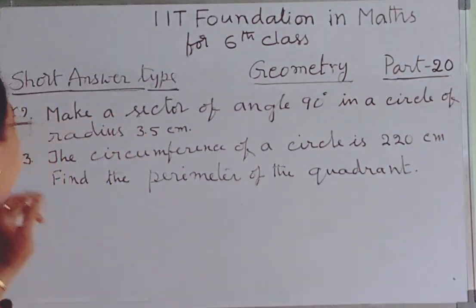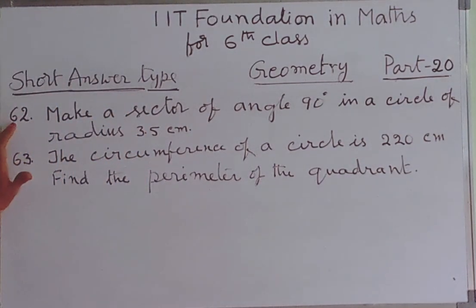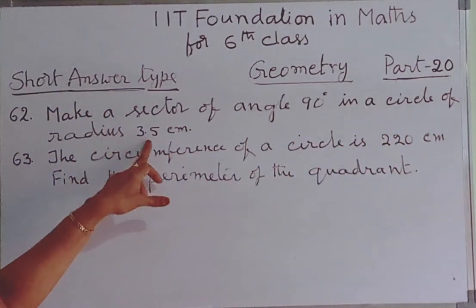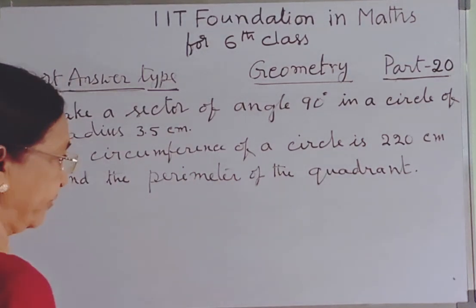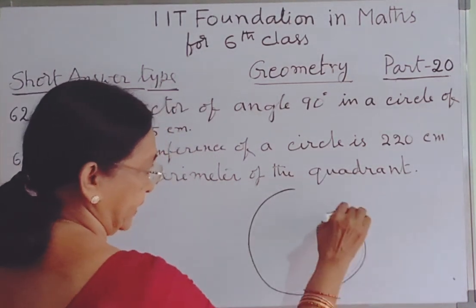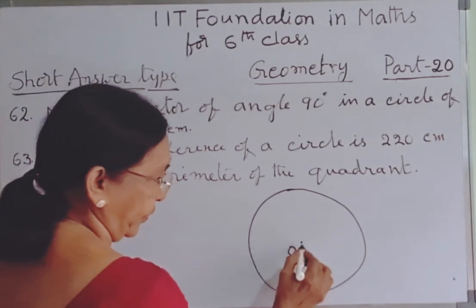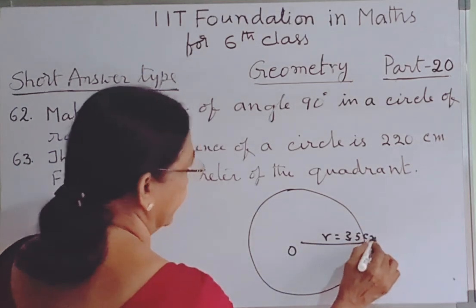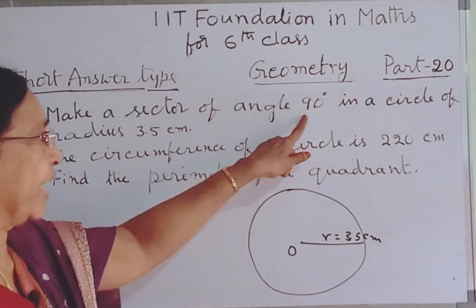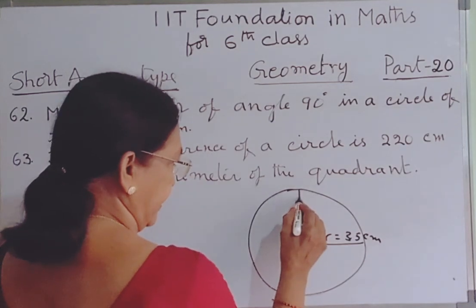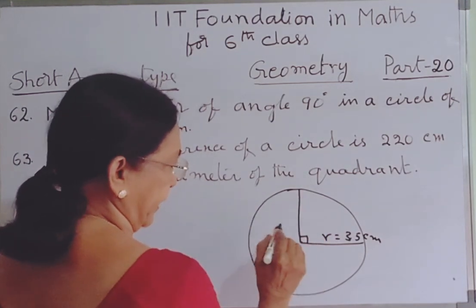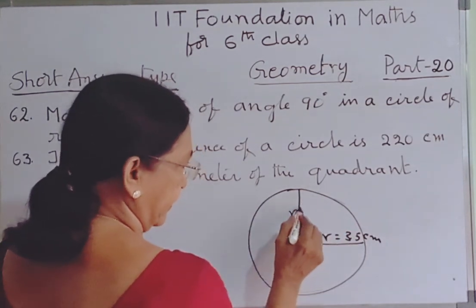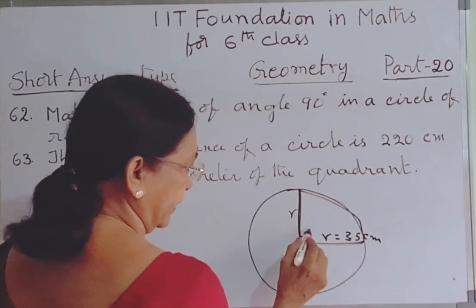Chapter 8, Geometry, Short Answer Type Questions, 62. Make a sector of angle 90 degrees in a circle of radius 3.5 centimeters. Let this be a circle, center O and radius r, and radius is equal to 3.5 centimeters. Make a sector of angle 90 degrees. This is the 90 degrees and this is also equal to the radius, and this is the sector. This is the sector of angle 90 degrees.